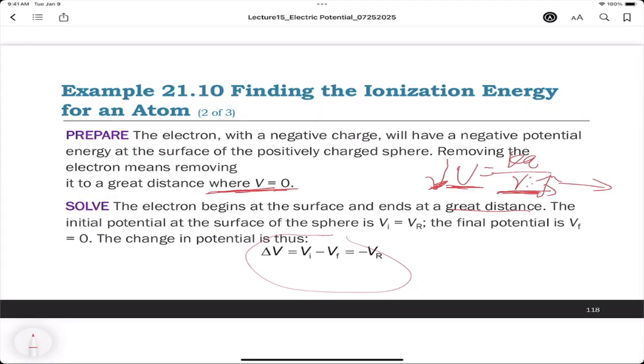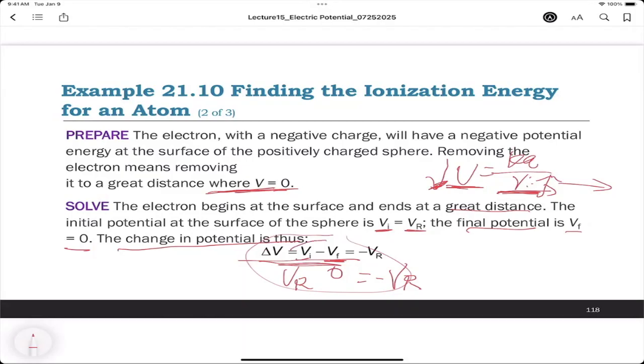The electron begins at the surface and ends at a great distance. The initial potential at the surface of the sphere is V_R. The final potential, as we talked about, is zero. So the change in potential is initial minus final. Final is zero and the initial is V_R, so it equals negative V_R. Does it make sense to you?